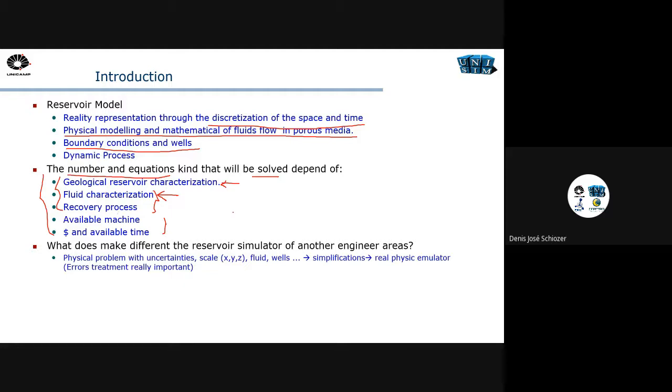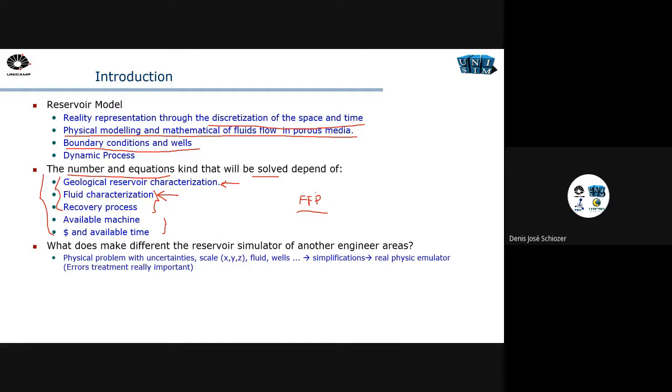That's why in the closed loop, I don't know if you remember, we called the final models that we are going to use the fit for purpose models, right? Why fit for purpose? Fit for purpose is a name that tries to represent this relationship between the quality of the model and the time we need to simulate the model.